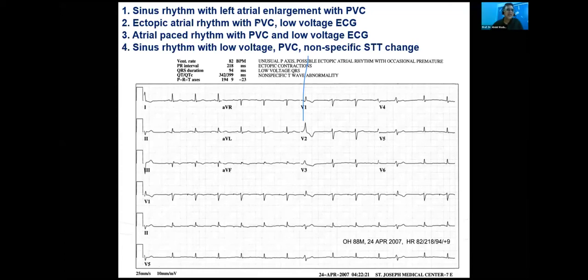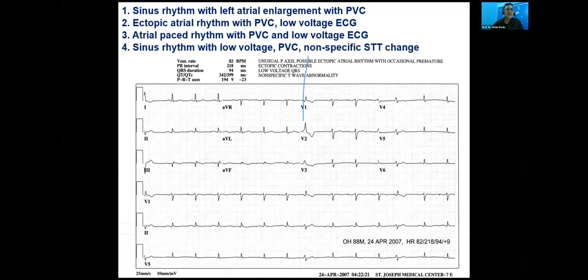I always look at lead one. The QRS complex is narrow and it has a P wave. The three QRS complexes all have a P wave. So it's a sinus rhythm. But we have some big complexes, so there are some PVCs as well.